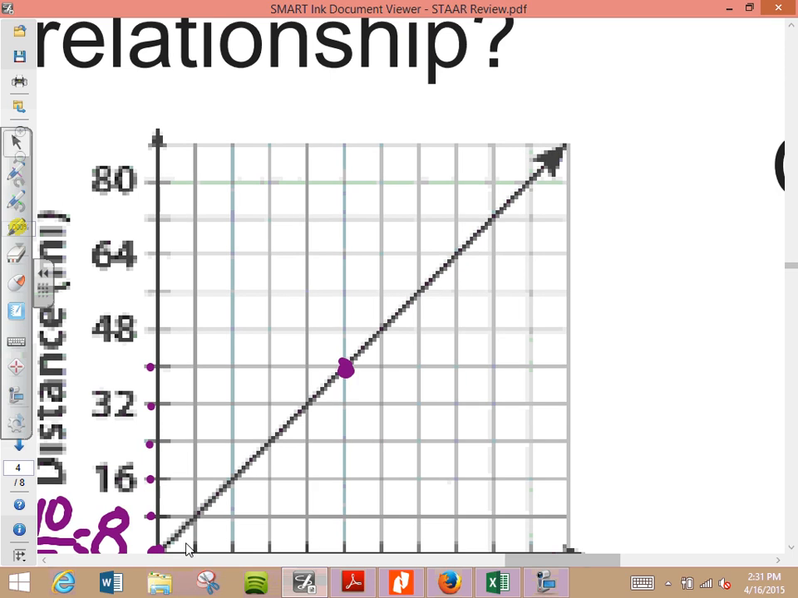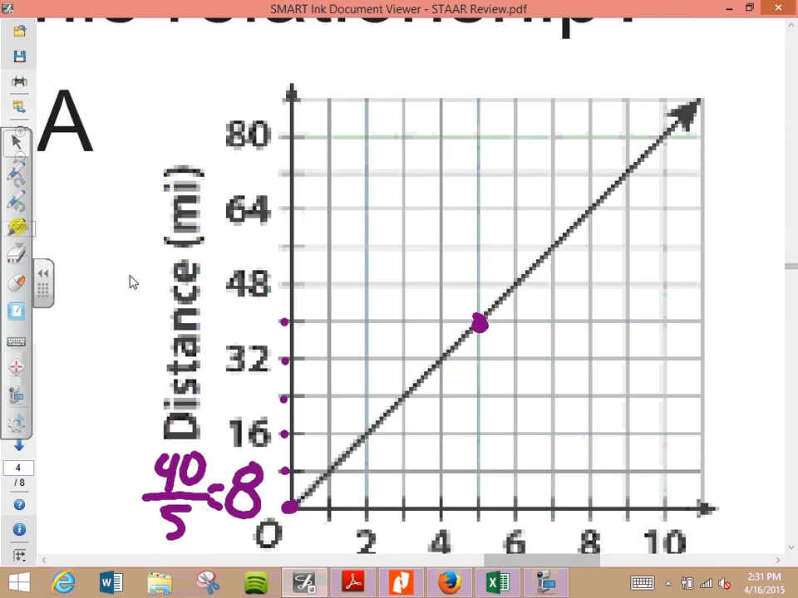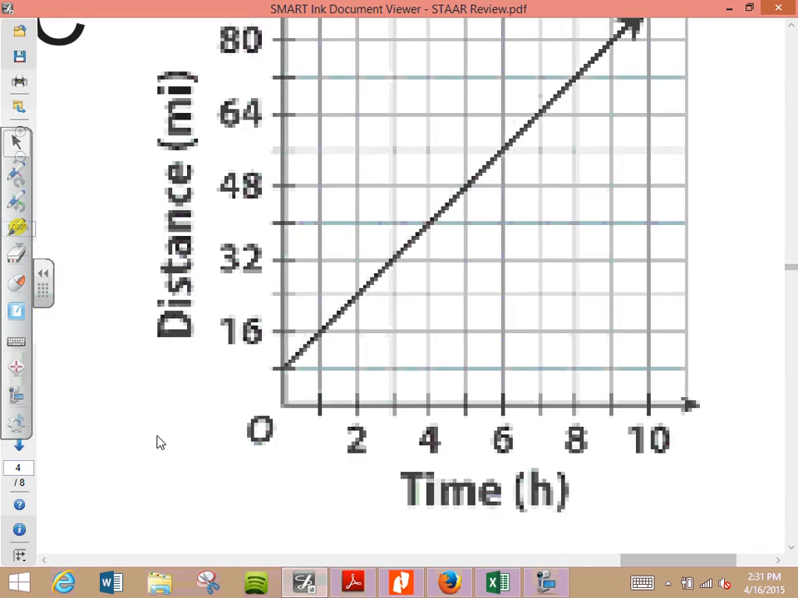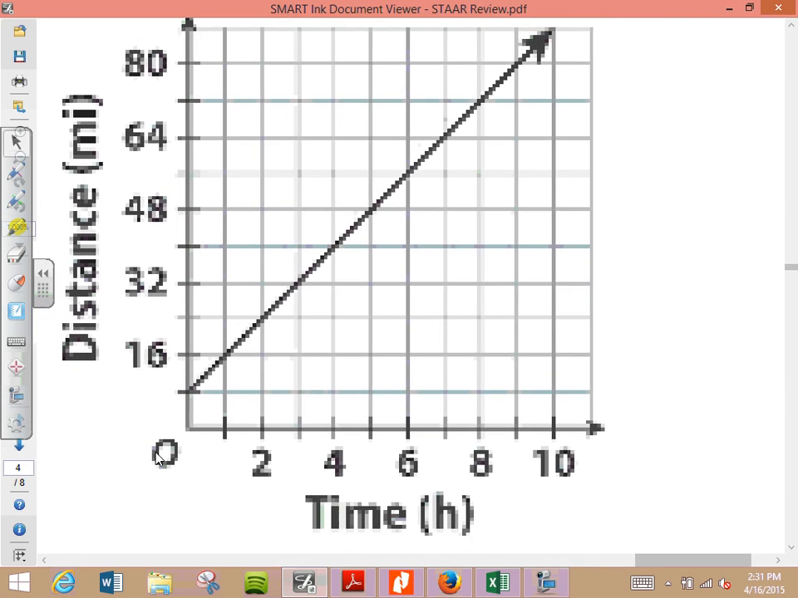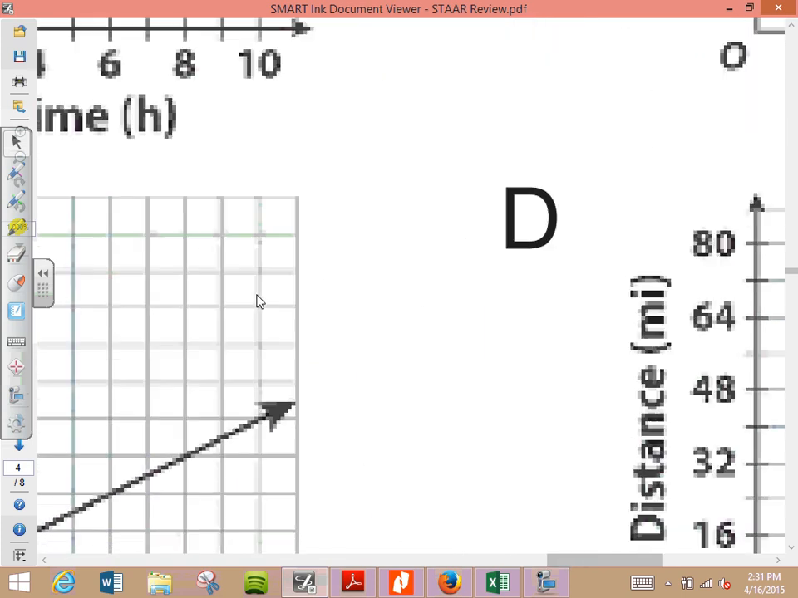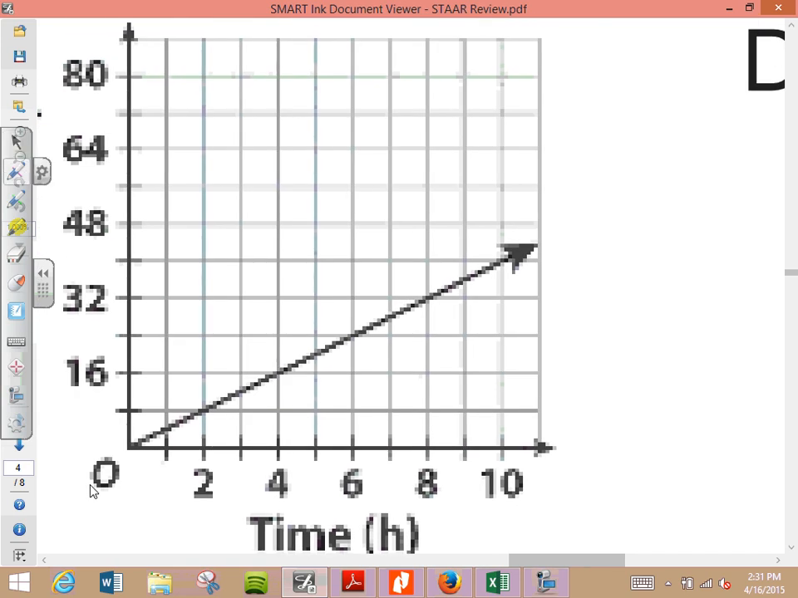What are we looking for again? 8 miles per hour. Let's find this one. Guys, last time I told you to be very careful. This one already started at some point. What's wrong with that one? It's not proportional, right? And this one is different too, guys. That one, and let's find this point.